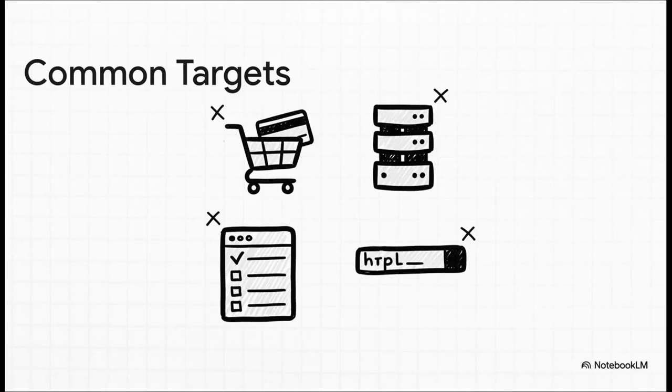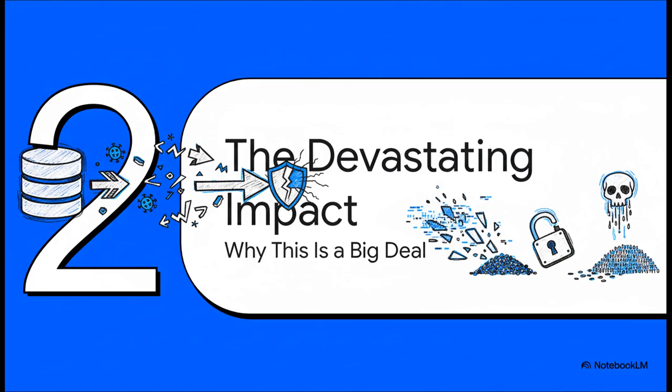And don't for a second think this is just a problem for the big tech giants. No, this can hit pretty much any application that talks to a database. We're talking e-commerce sites holding your credit card info, internal tools at your job. Basically, if it's got a form or a search bar, it's a potential target. Okay, so we know what it is, but so what? Why is this such a massive deal? Well, that's what we're getting into next.